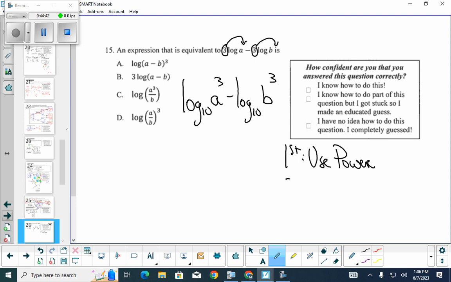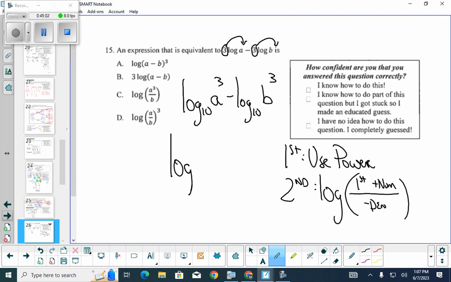Now the second thing is you've got to decide where to put your stuff. So the first one always goes in the top. If there's a plus in front of it, it goes in the numerator. If there's a minus in front of it, it goes in the denominator. So we're going to have log base 10. So a cubed is first, so it goes in the top.